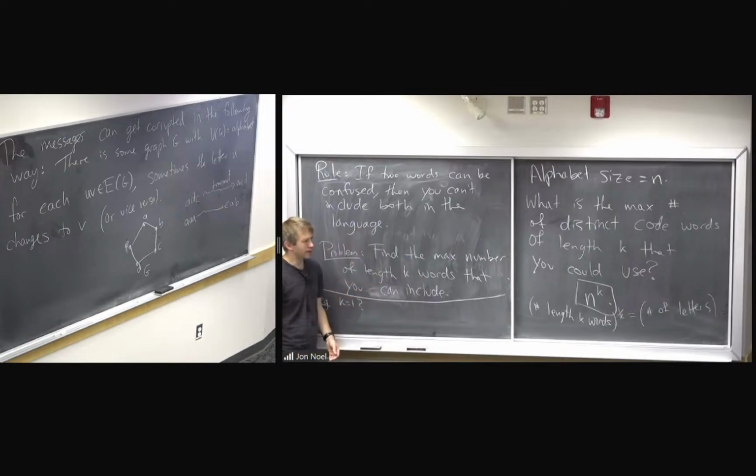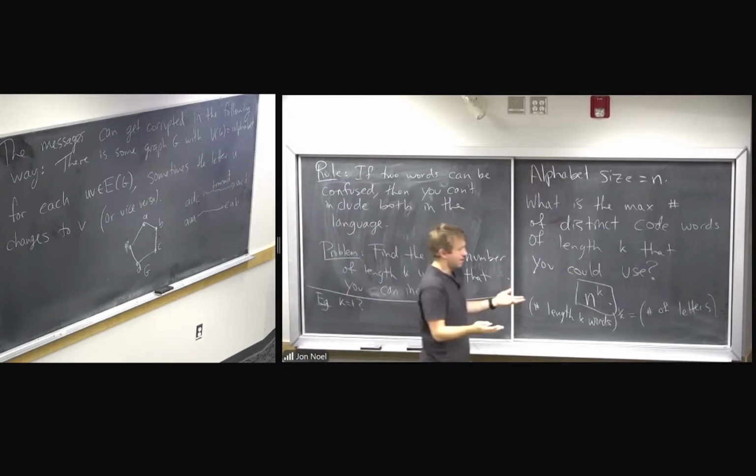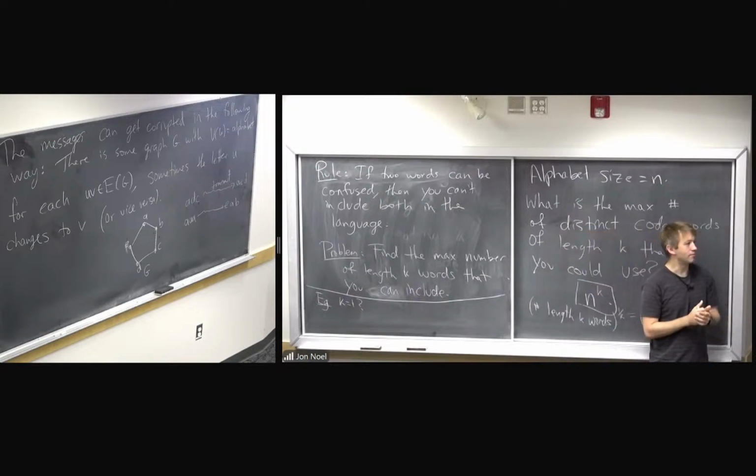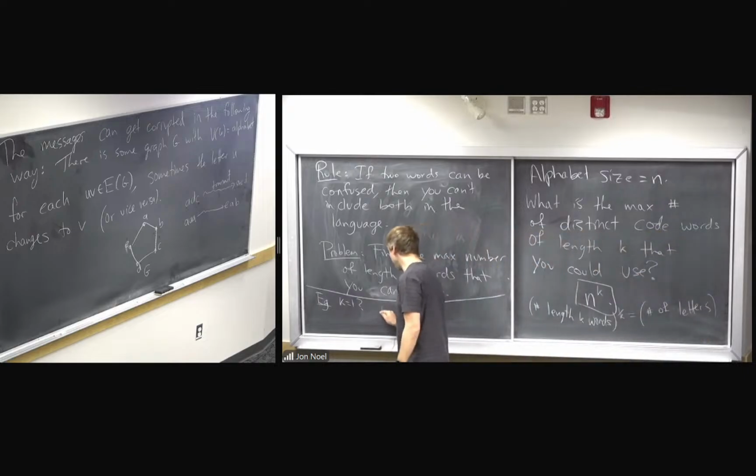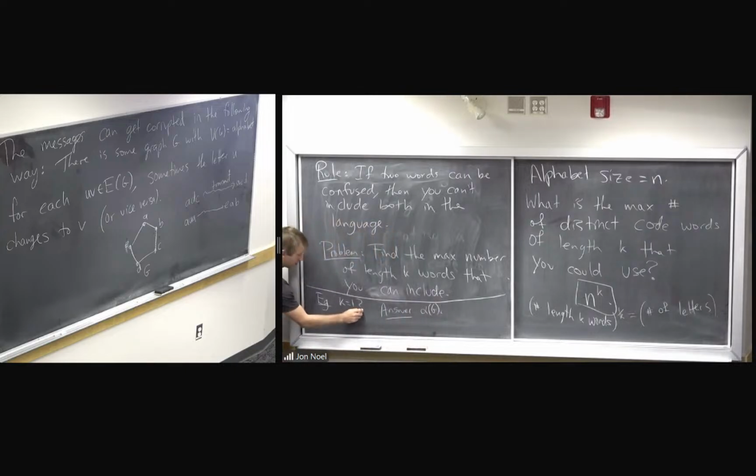So now suppose this is a general graph G. How many letters could I take? Yeah, exactly, right? Because a bunch of words of length 1 that can't be confused is just the same thing as an independent set. So the answer when k is 1 is always going to be the independence number of G. So in some sense, independence numbers come into this.